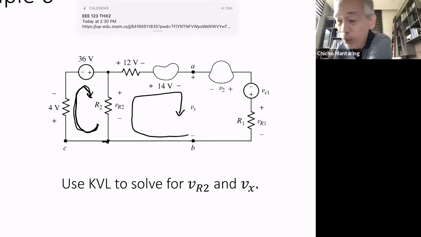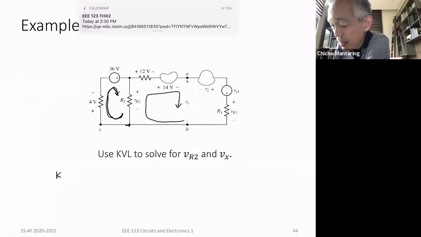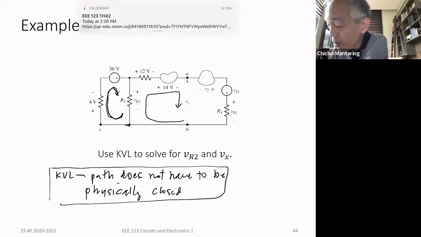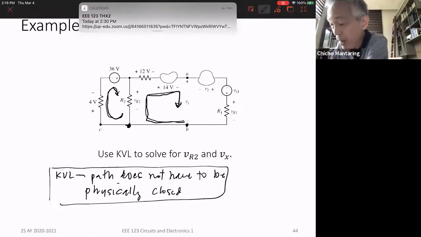Now this is a very important concept. When I apply KVL, the path does not have to be physically closed. Importante ito, kasi kita mo yung path ko. My path is from B to this, from here, up there, down here. So it's not physically closed. Path does not have to be physically closed, right? So this is what we call an open circuit voltage, the voltage between A and B, which is Vx. So I can apply KVL to that.